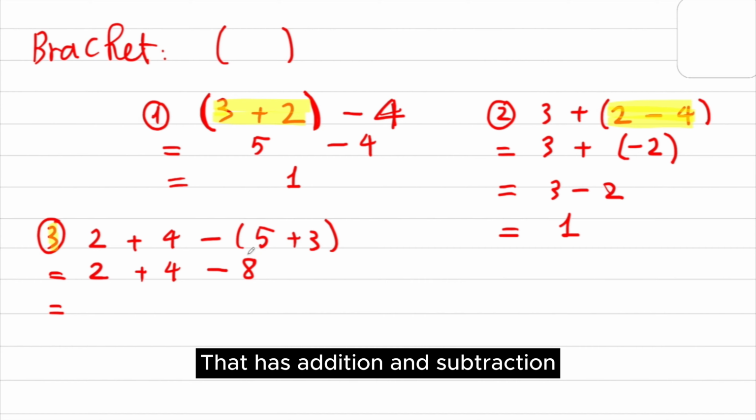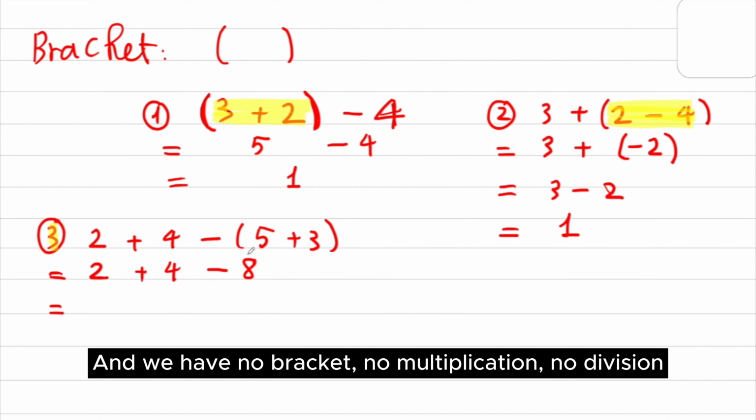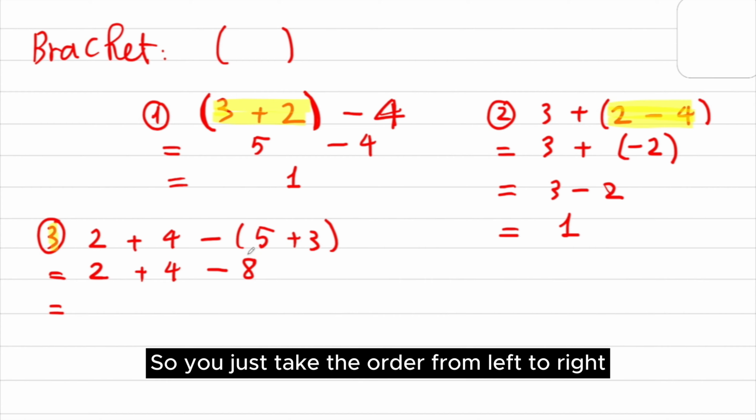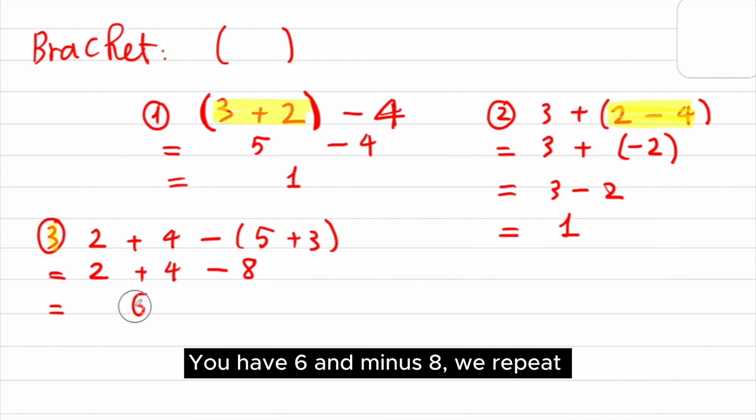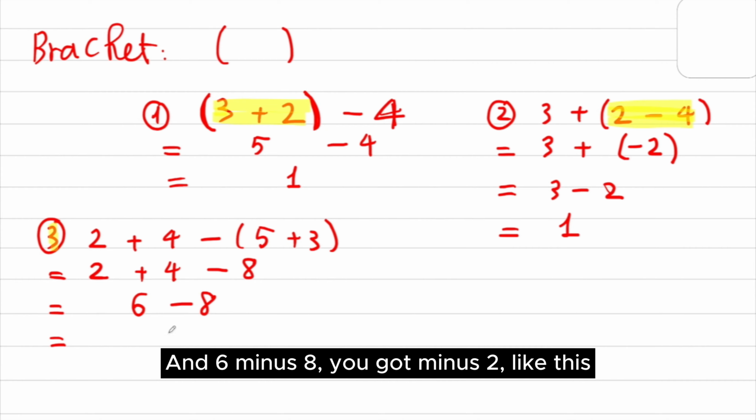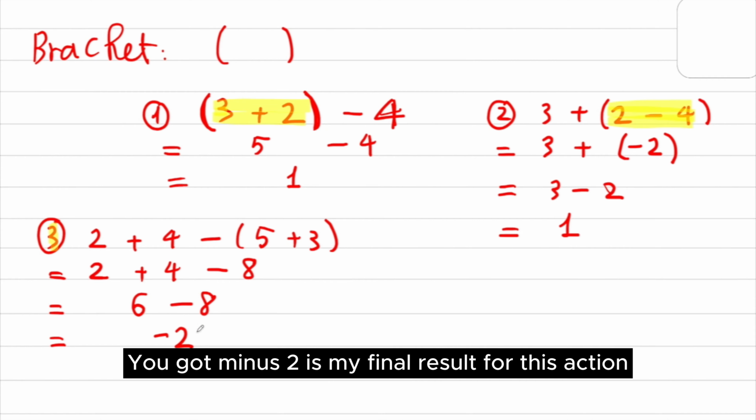This operation is very easy for you. You just have addition and subtraction, two operations for this example, and no bracket, no multiplication, no division. So you just take the order from left to right. From the left, 2 plus 4 first, you have 6, and minus 8 we repeat, and 6 minus 8 you get minus 2. So minus 2 is my final result for this action.